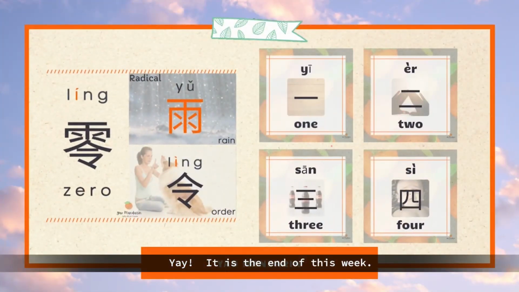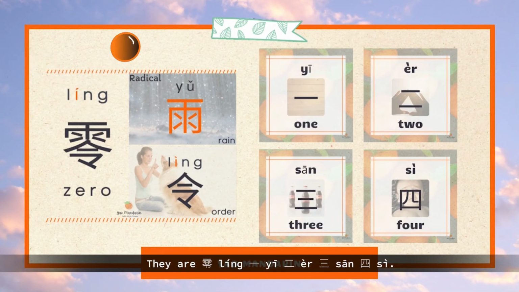Yay! It is the end of this week. Do you enjoy it? Let's check them again. They are 0, 1, 2, 3, 4. I'll show you how to write 5, 6, 7, 8, and 9 next week.